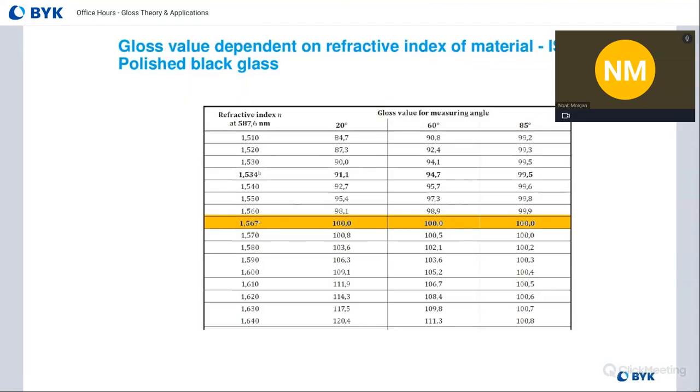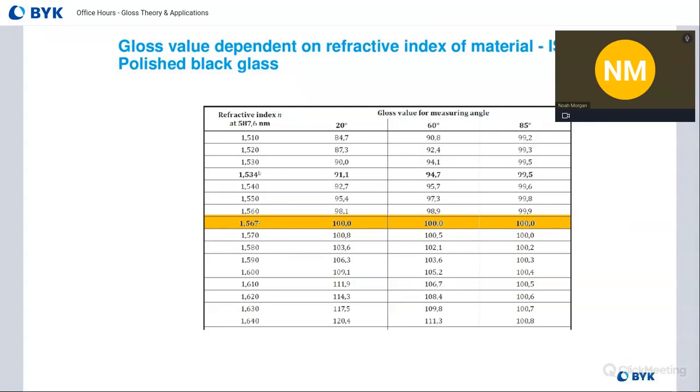And if you see here, different refractive indexes can give you different measurement values, and it also corresponds with the angles too. So we see here our original refractive index on that polished glass standard was 1.567, and our 20-degree gloss is 100, our 60-degree gloss is 100, and our 85-degree gloss is 100. This is the only area where it all lines up together perfectly. So that's our standard for 100 gloss units.